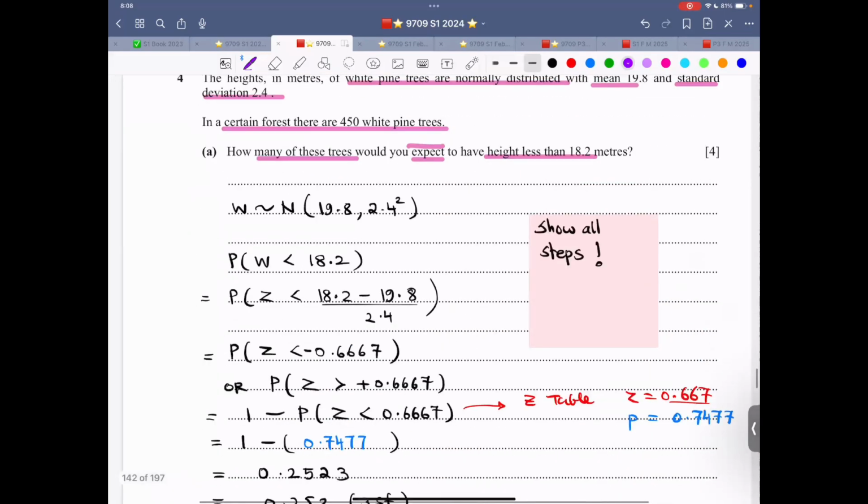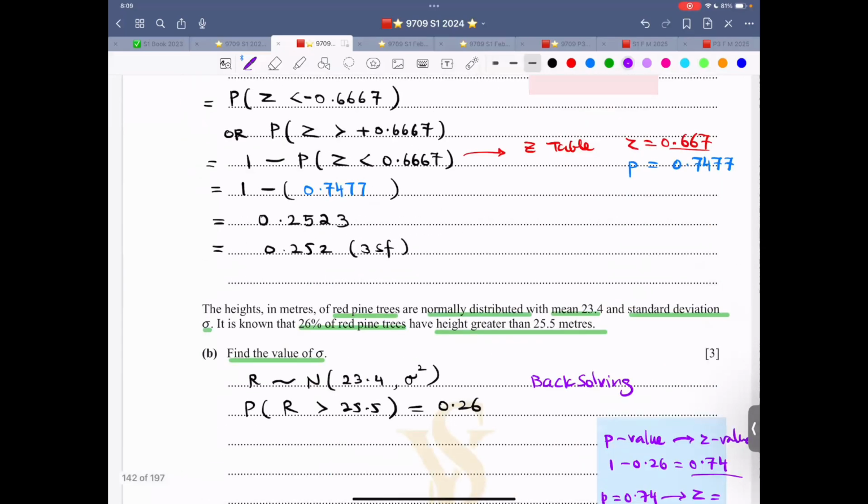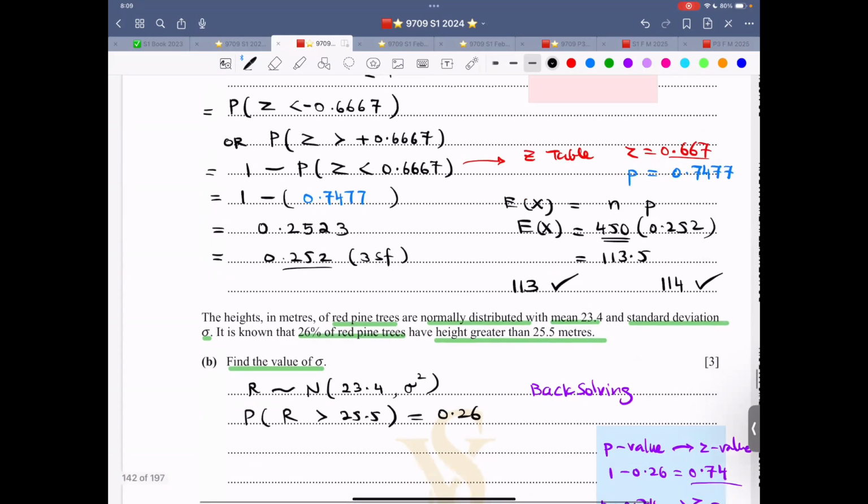And I just remembered one thing. I was looking for how many of these trees would you expect out of 450. So one last part was left. That is expectation of X. That is NP. So this is 450 into 0.252. This is basically an example of ratios. So therefore, this comes out to be 113.5. Both answers are correct, 113 or 114. Both answers are considered correct. All good, all clear. So this is the probability of success, this is the number of trials. So this is N and this is P. That is the expectation of X.